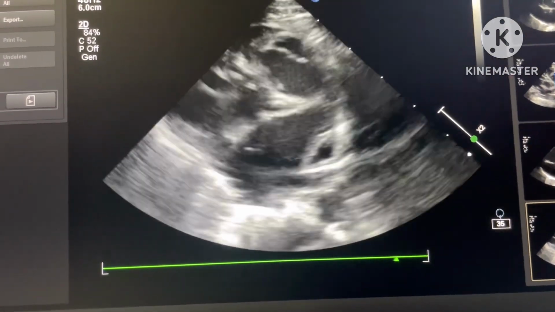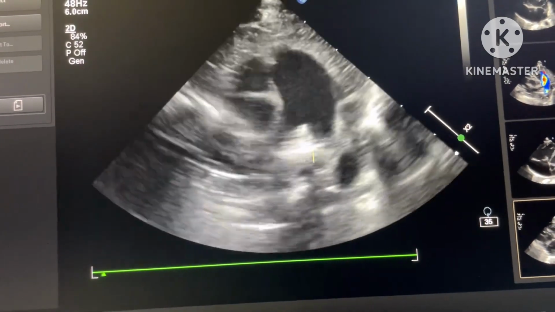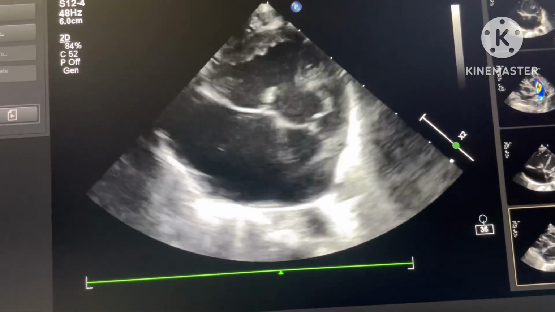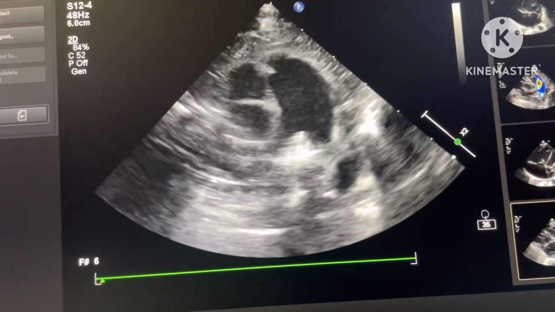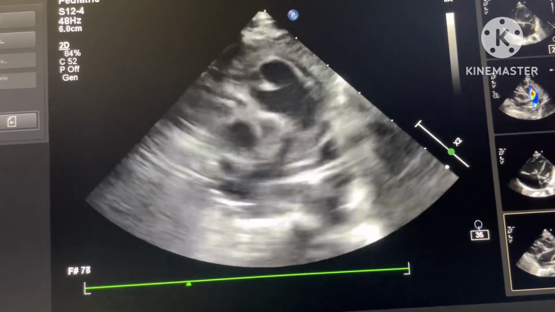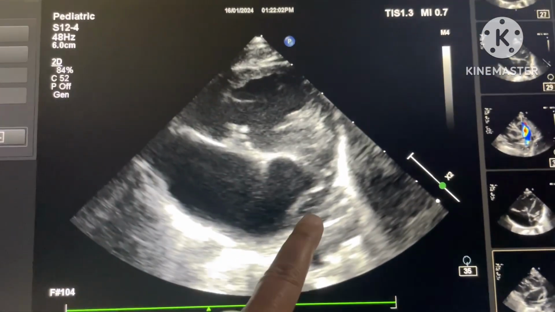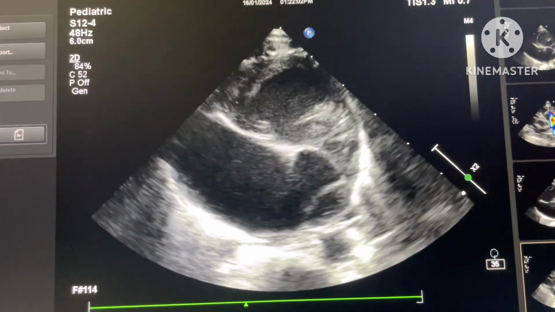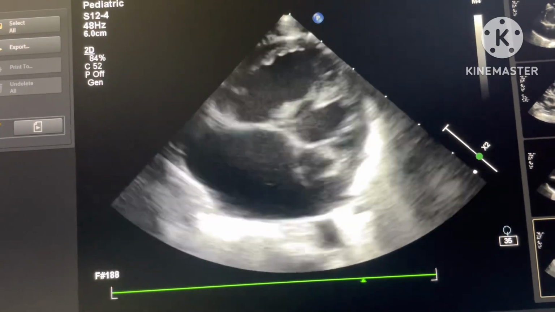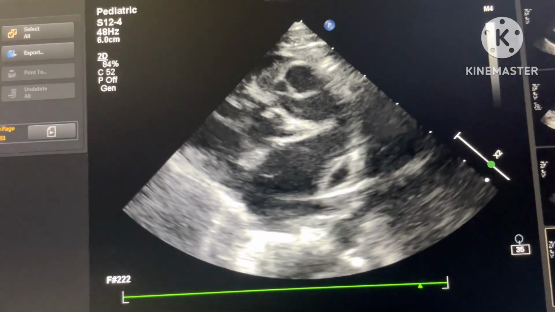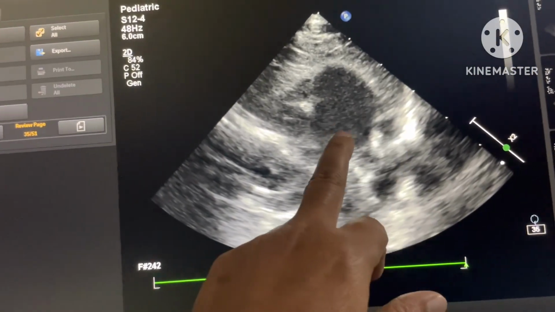In this image you will see this is coronary sinus. That is coming anterior to left pulmonary artery. I want to show you in moving image. So this is coronary sinus, just moving. This is again coronary sinus. This image, coronary sinus. This is coronary sinus, anterior to left pulmonary artery.